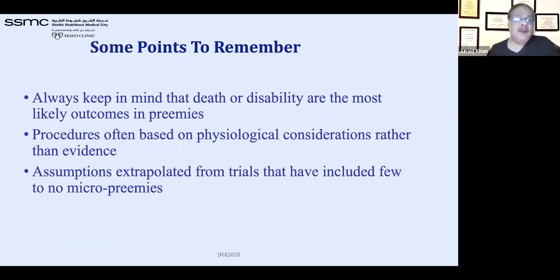So my last slide: always keep in mind that death or disability are the most likely outcomes in those preemies. Procedures are often based on physiological considerations, so your examination, your considerations are very valuable. Of course, there is evidence, but what you are seeing is more important. Assumptions are extrapolated from trials that have included few to no micropreemies. That's the problem: for the micropreemies, there are still a lot of trials that don't have that many of those babies, and they give the recommendation.